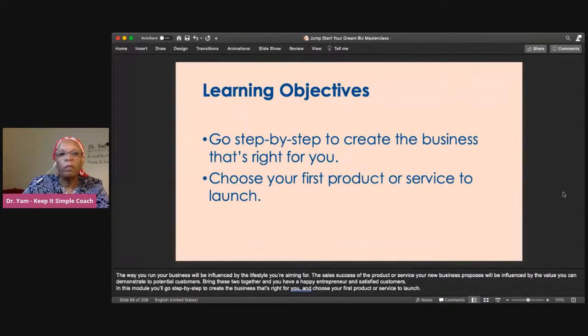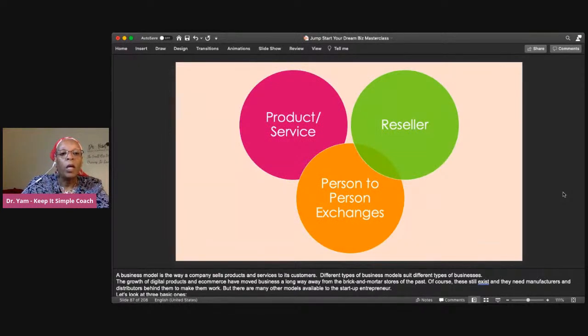So a business is a way of a company selling a product or a service to a customer. That's pretty simple, right? Now, there are different types of business models that suit different types of businesses. And so there's, of course, digital. You have products and services, as well as e-commerce, which of course are moving the business a long way away from maybe a brick and mortar.